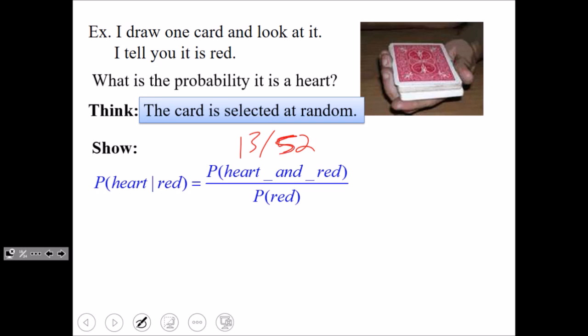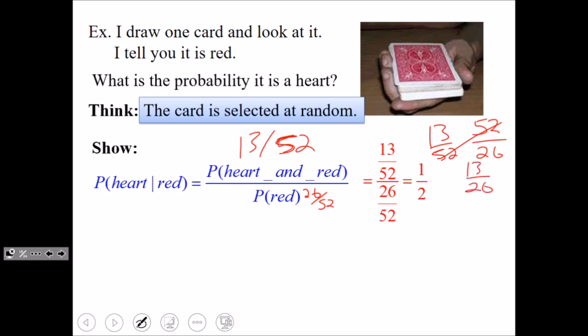My denominator, chance of getting a red card. Well, half the deck is red, so it's going to be 26 out of 52. So if I set it up, I flip my denominator and multiply, because that's how I like to do that. 13 over 52 times 52 over 26. They cancel. 13 over 26, and that simplifies to 1/2. So I just want to use that formula, moving things around, asking ourselves what the certain probabilities are.